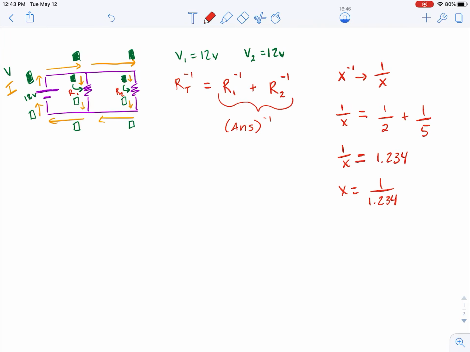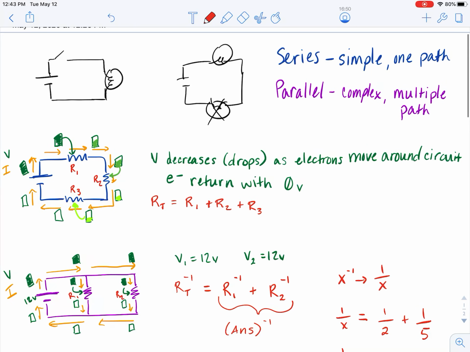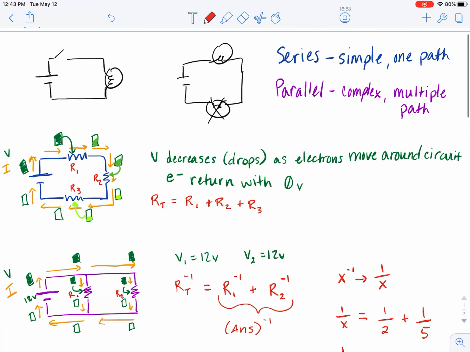All right, I hope this information was helpful. Just a general overview of circuits and the difference between series and parallel circuits.